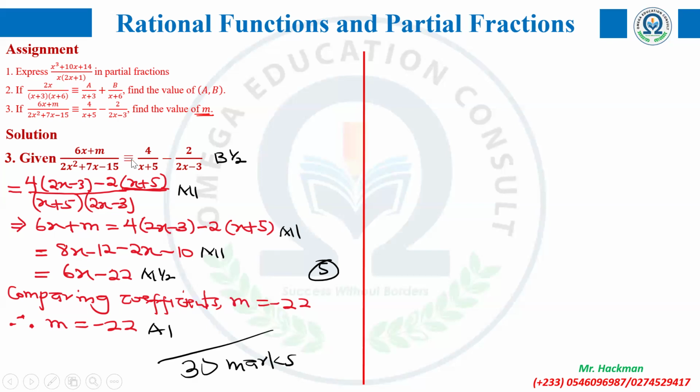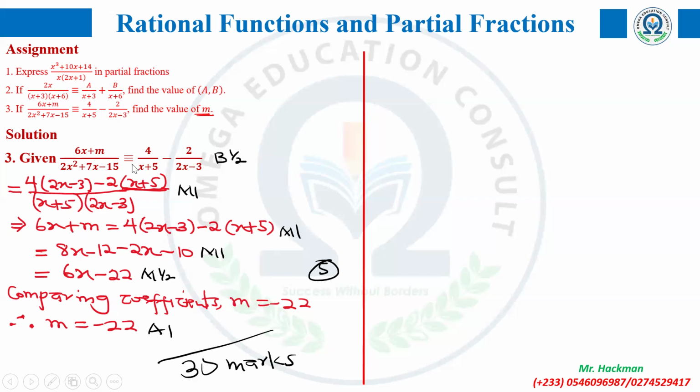Again, what do you have? You have the identity. So, single fraction, you are going to look for the value of M. So what do you do? Equate the numerators because the denominators are the same. And take note, because here the factors are given, it means the quadratic denominator here, if you factorize, this is what you get.